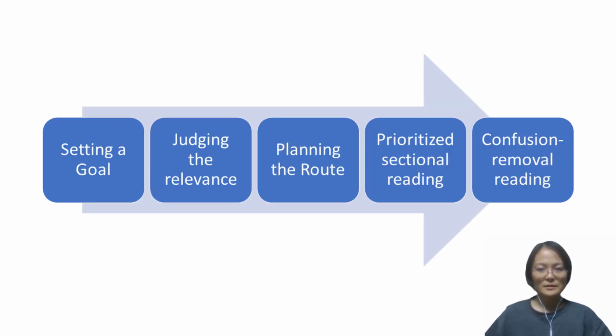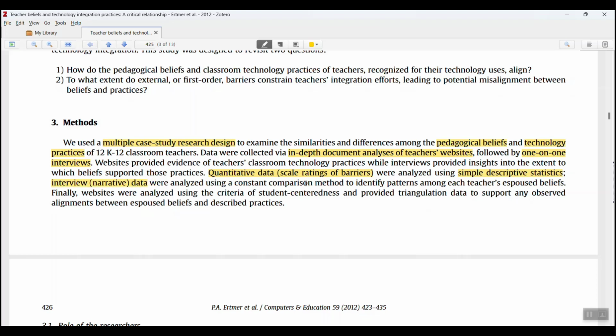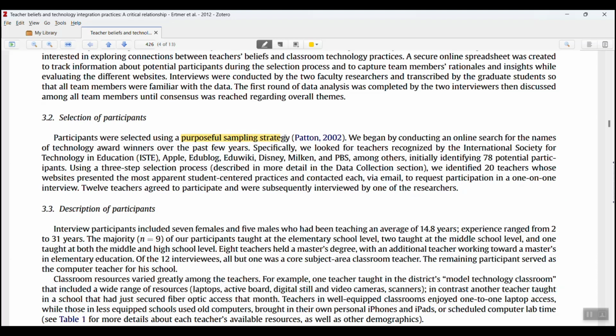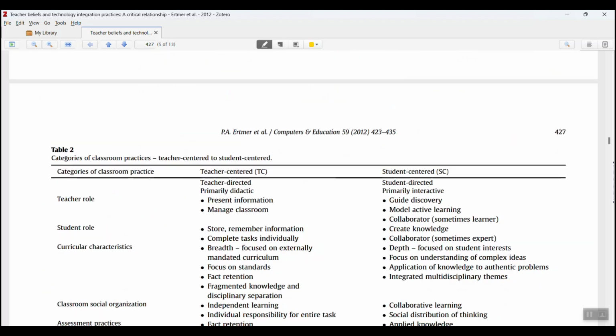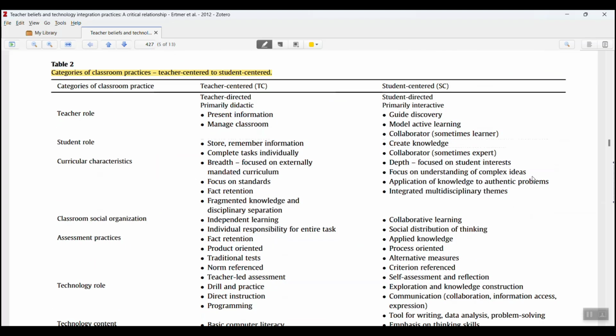The fourth step is to prioritize the sectional reading. This is where the true in-depth reading starts. I will move to the methods section of this article to read. In the methods section, I want to know how the authors analyzed their interview data. The procedure of selecting participants and conducting interviews, however, is of no interest to me. The first paragraph mentioned the constant comparison method. However, the details are not revealed yet. So I will read further by scrolling down the pages.